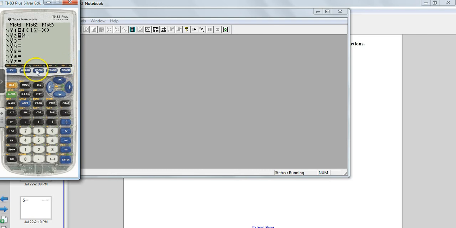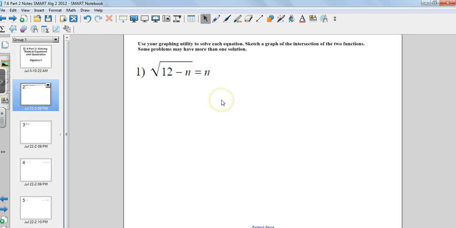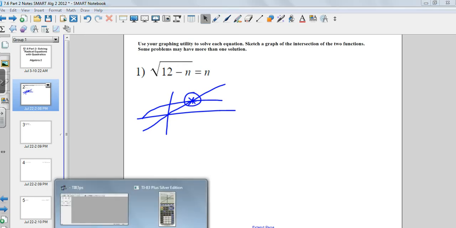Now I should be in my standard window, and if you aren't in your standard window, hit zoom and then 6, and you should see something that looks like that. Now your task is to sketch that on your paper for me. It's going to be a little difficult for me to sketch it, so hang with me. Whoop, that's extra bad. So it looks something like this. Now the solution to this equation would be where these 2 points intersect. So your job is to find that point of intersection on your calculator.